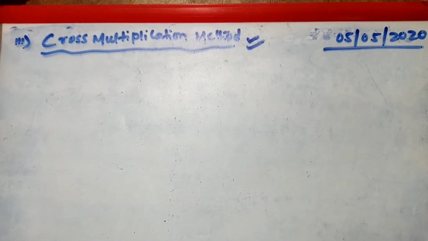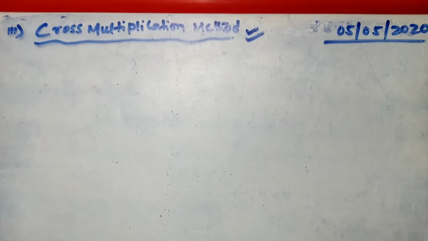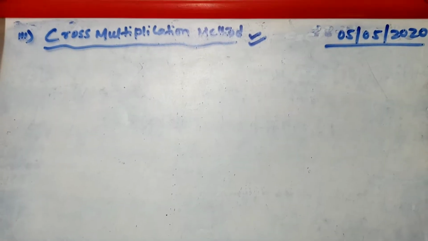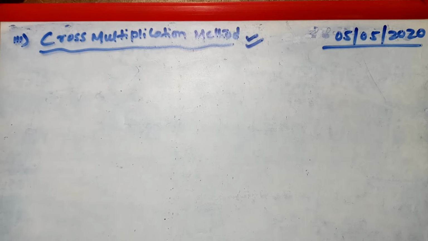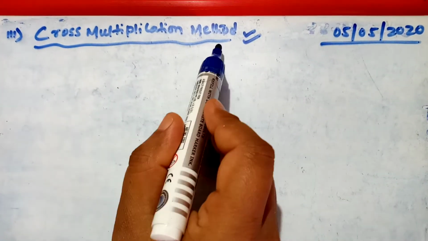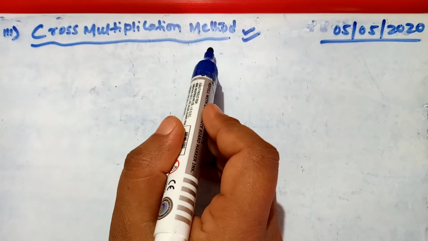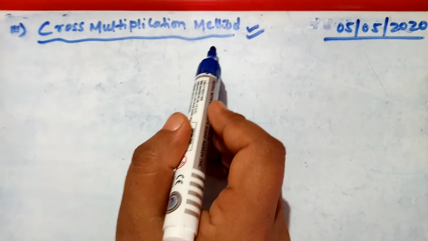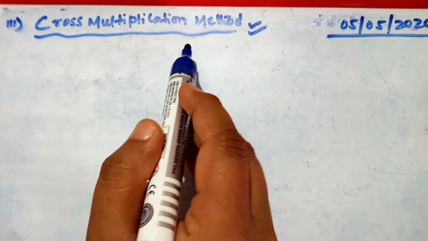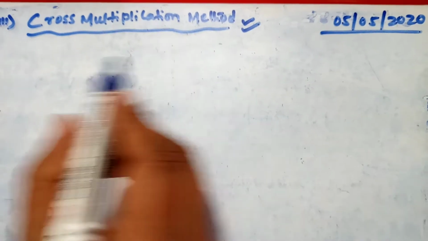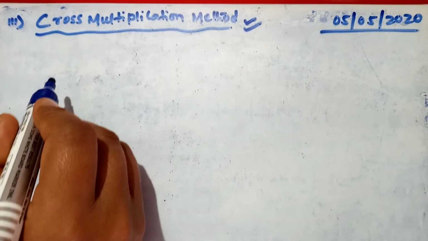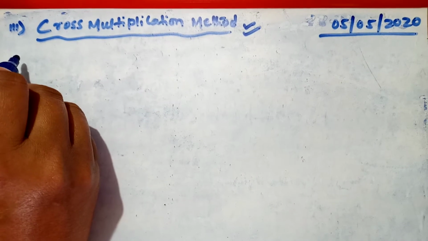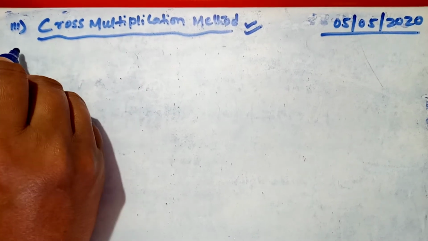Okay, welcome dear students. I am here with the third algebraic method of solving the pair of linear equations in two variables, that is cross multiplication method. So today we'll try to understand what the cross multiplication method is, and how to apply this method to solve problems. So now the first thing we'll do is consider the pair of linear equations in two variables.